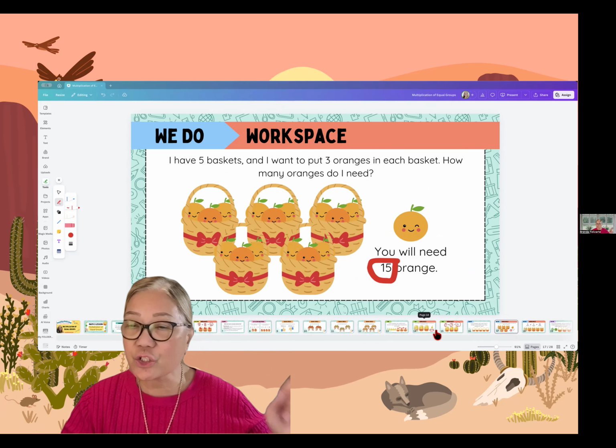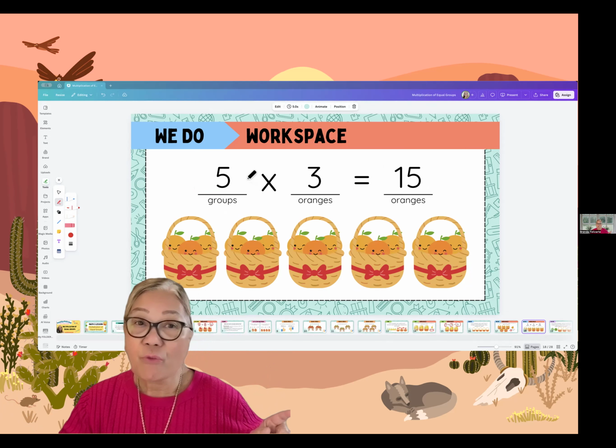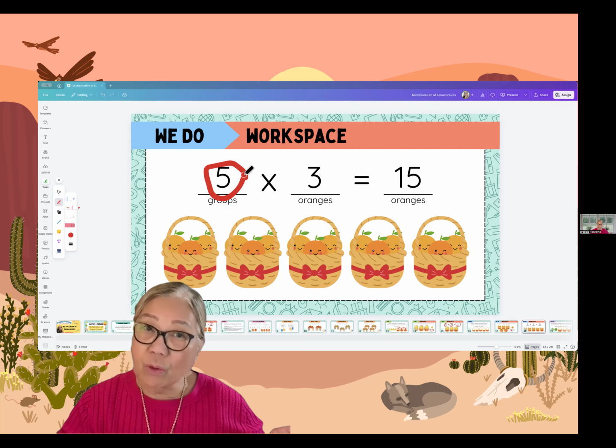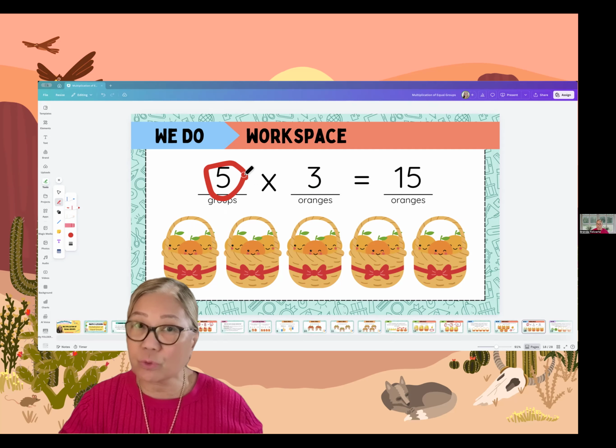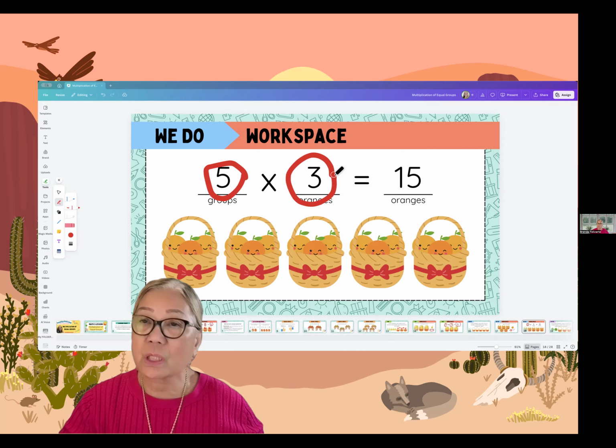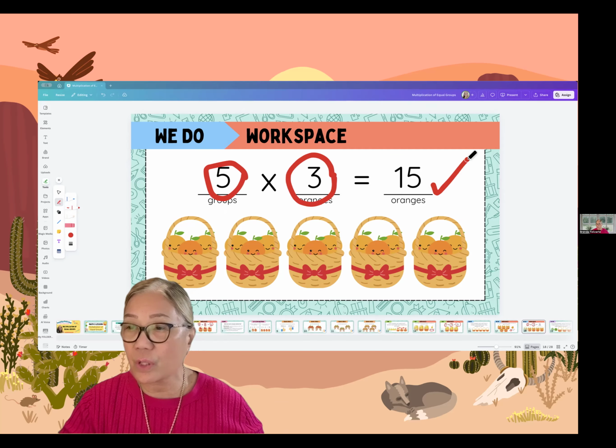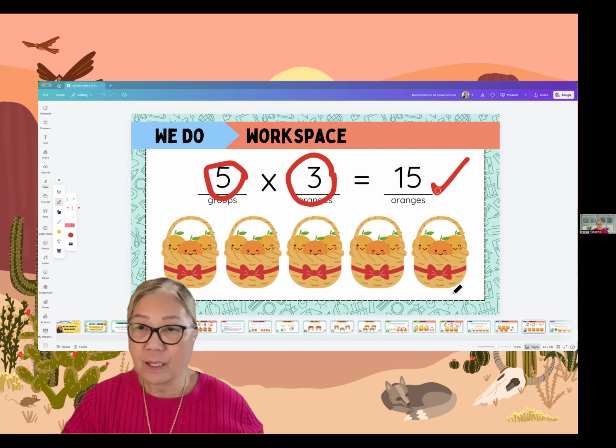Now, the multiplication equation for that would be 5 groups. Always remember, always start from the groups. 5 groups of how many oranges is equals to 15. All right? Was that better now?